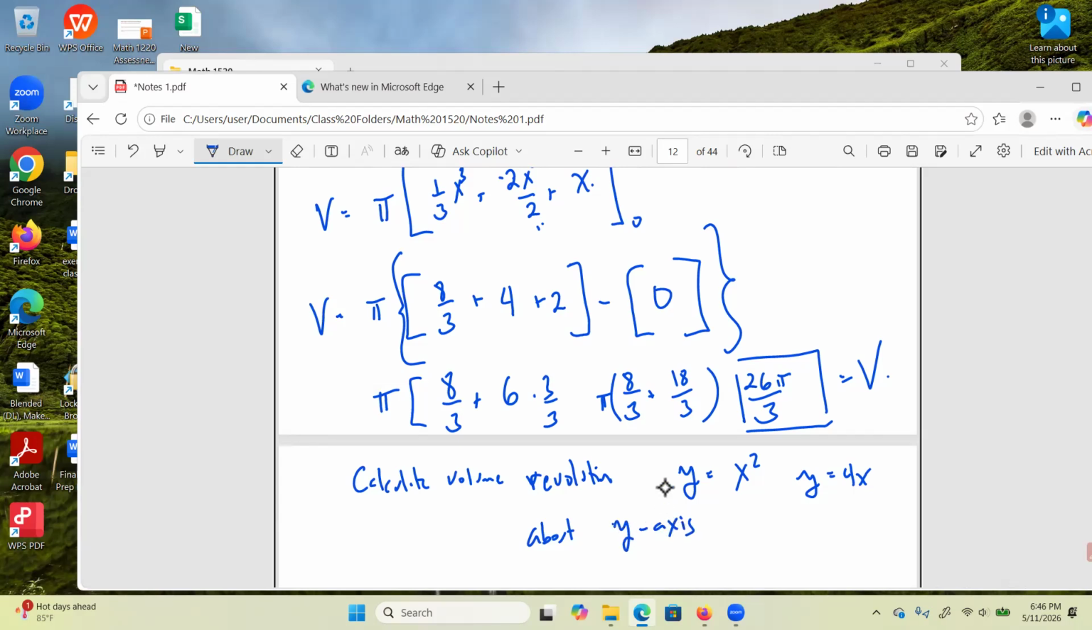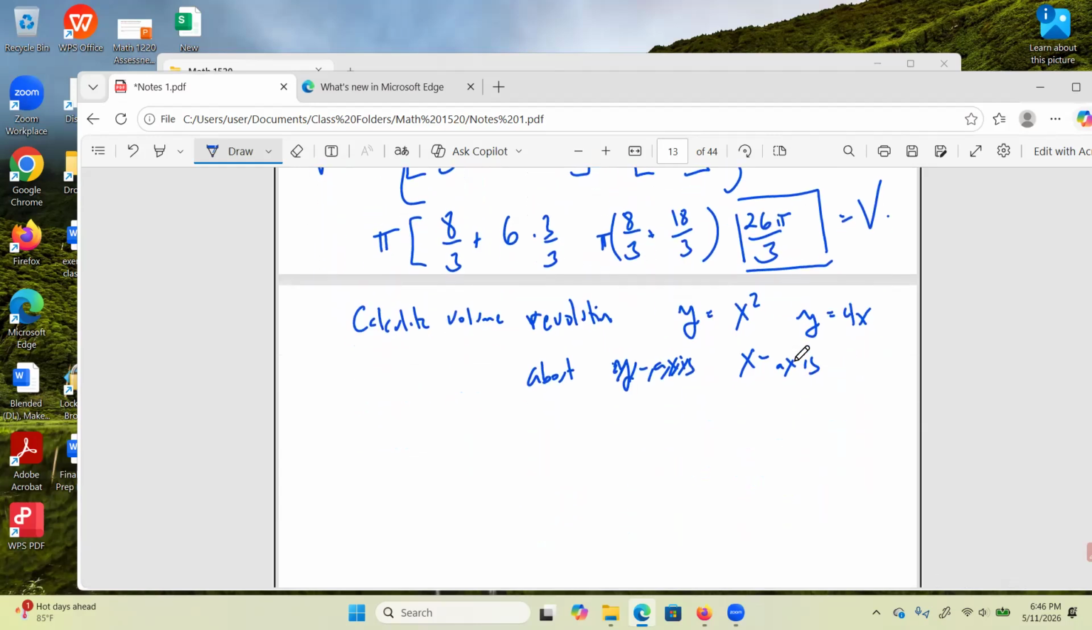I'm sorry, we're going to say about the x-axis still. We're still looking at the x-axis. So about the x-axis, and we're going to go from x equals 0 to x equals 2. All of these pieces are going to be given to you in the problem. That's what we're supposed to do with all of this stuff here.